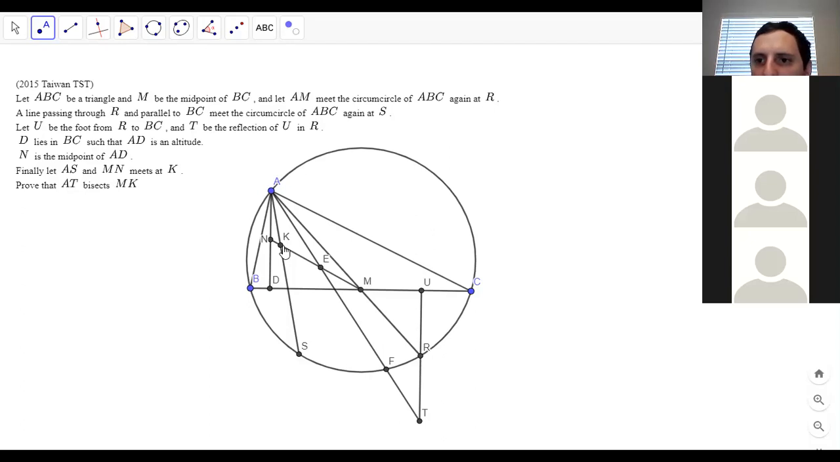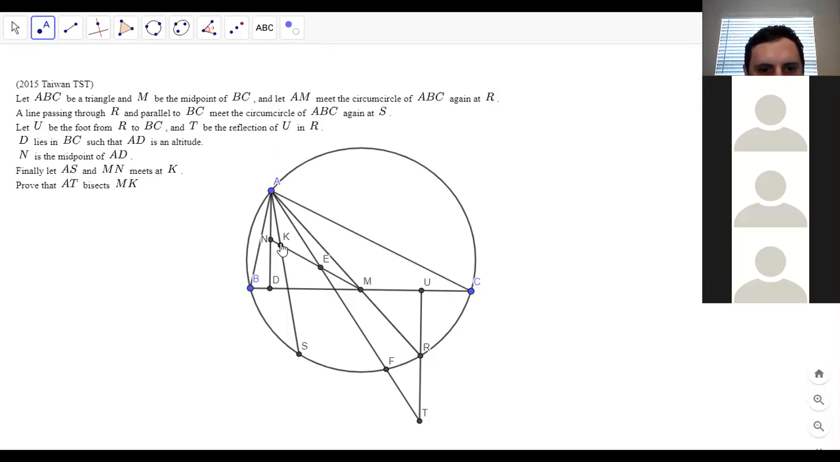Can I do what? The symmedian point, the intersection of the three symmedians. Okay.